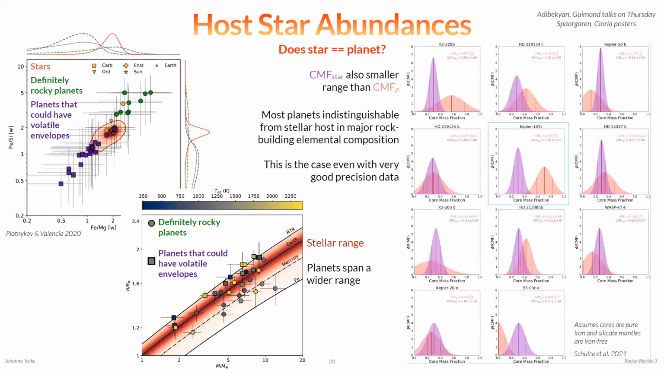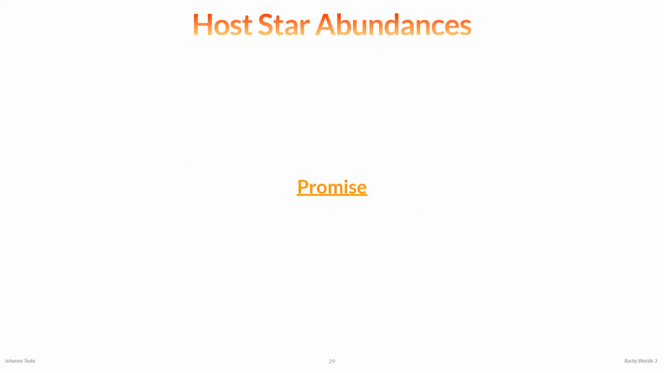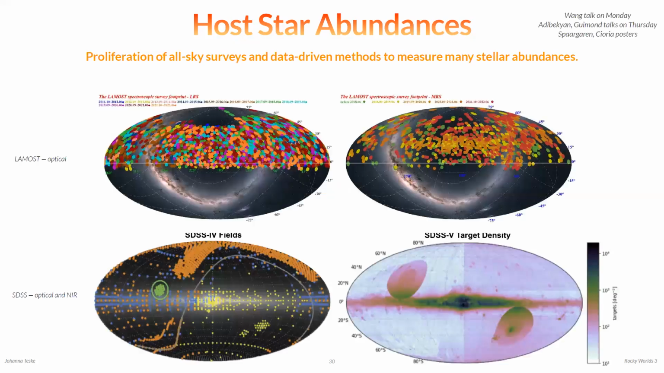And this was also shown in a paper by Schulze et al., where in these plots, the purple histograms are the star's estimated core mass fraction based on, I think, the iron to silicon ratio versus the planet in orange. And again, they're finding limited ranges for the stellar distributions in purple, and that actually you need pretty different distributions between the star and the planet to statistically say that they are different. So this could be challenging even with very precise planet and stellar information. All right, so quick promise about the host star abundances. We've also heard a little bit about this topic.